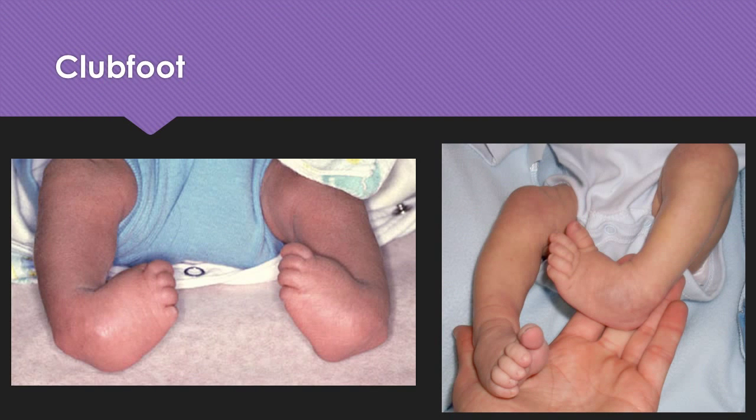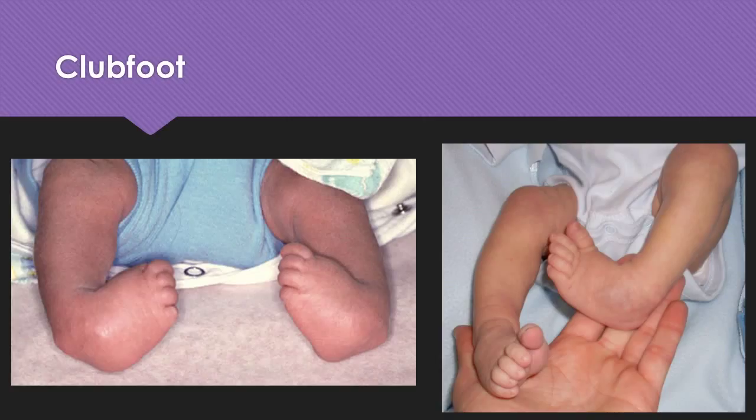Clubfoot is a complex deformity of the foot and the ankle. There are several different forms, but the most common are talipes varus, an inversion or bending inward; talipes valgus, eversion or bending out; talipes equinus, a plantar flexion with toes lower than the heel; talipes calcaneus, a dorsiflexion with the toes higher than the heel; and talipes equinovarus, where the toes are lower than the heel and facing inward. This is the most common form of clubfoot.